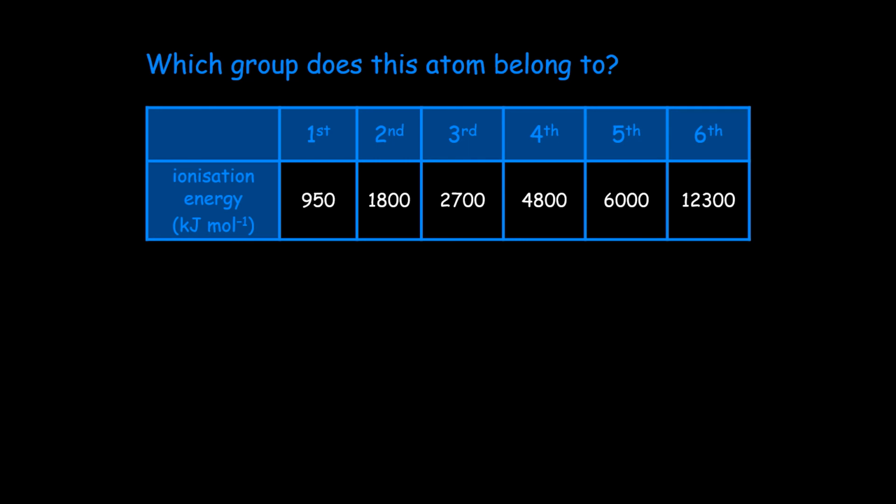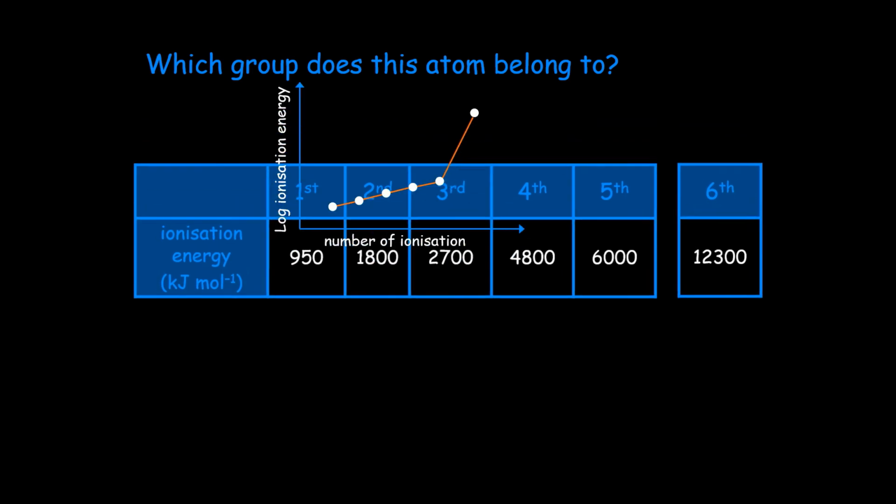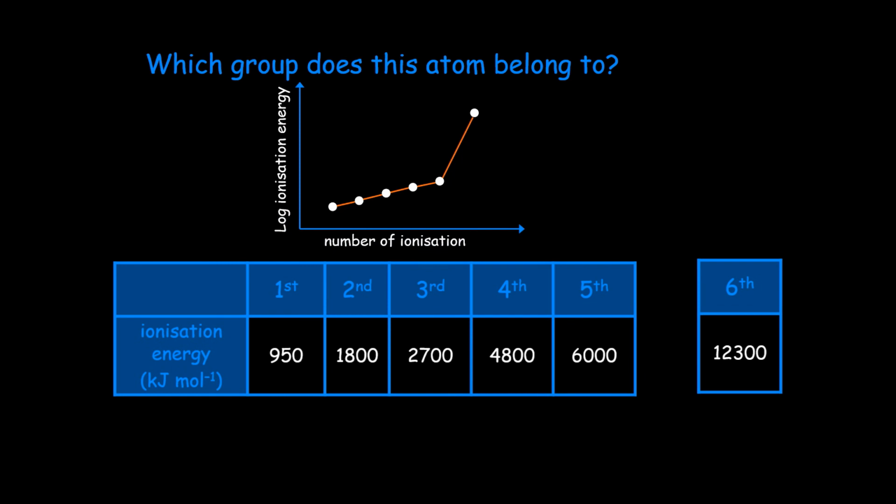So to find out which group this atom belongs to, we're going to look for a large increase in the amount of ionization energy. And that large increase comes between the 5th and 6th ionization, so therefore there's going to be 5 electrons in the outer shell, making it group 5.